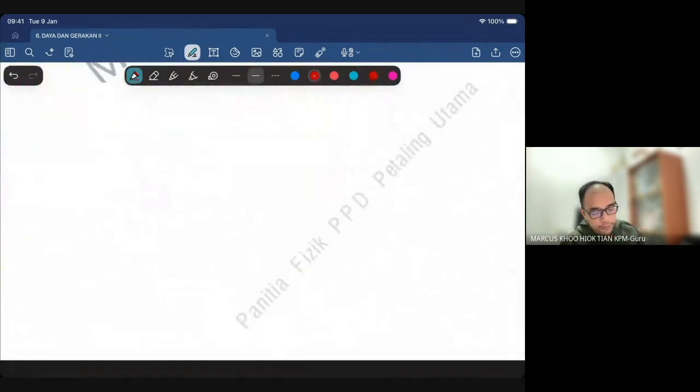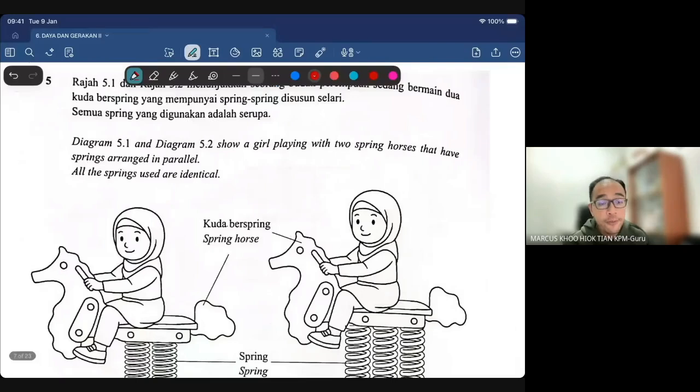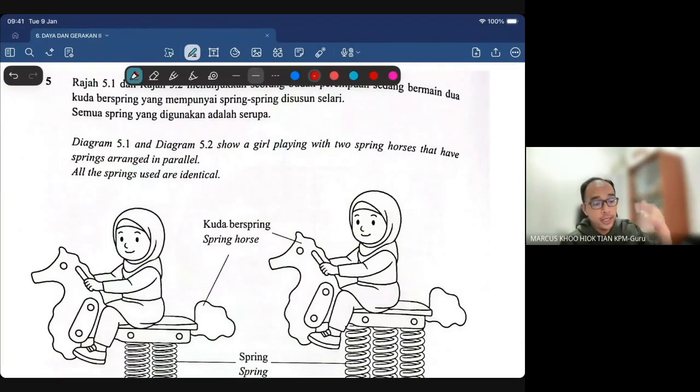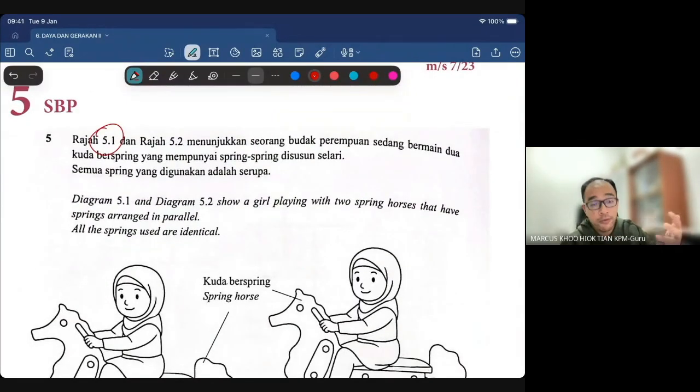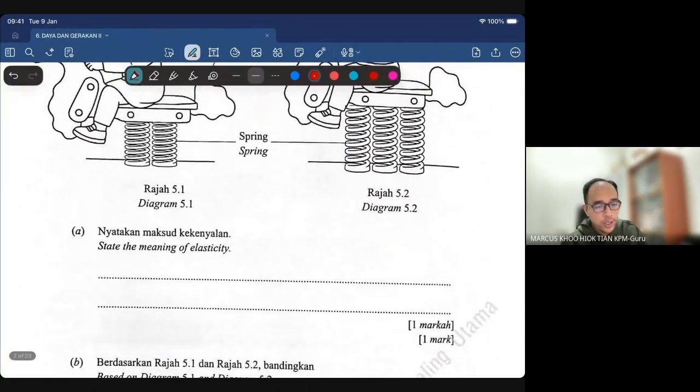Number 5, let's move on. Diagram 5.2, question number 5 is a compare and contrast. I think we did discuss this, but we're just going to do this anyway. First, state the meaning of elasticity. Elasticity is a property of material.